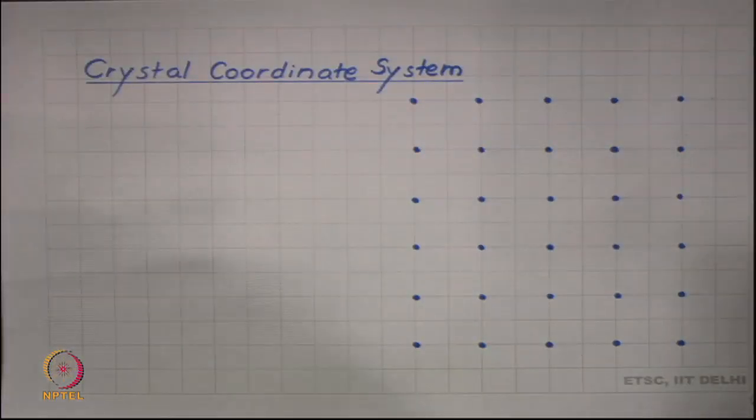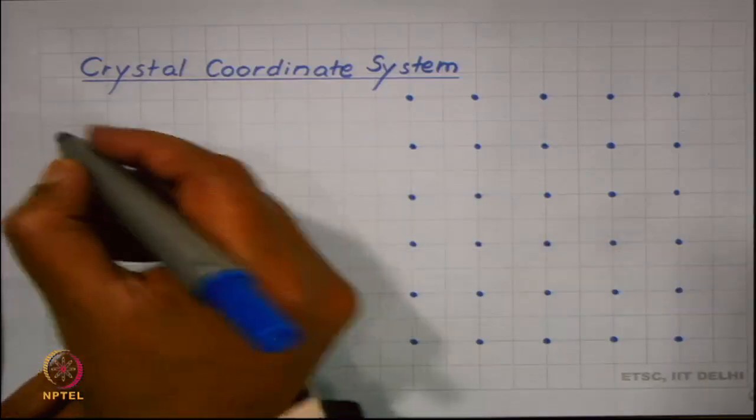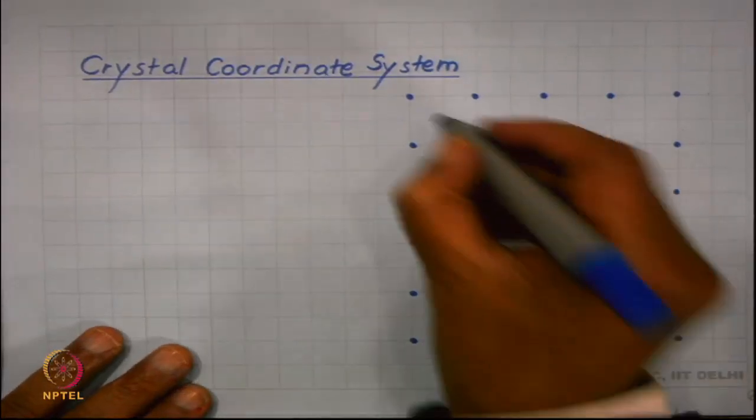We now define what is called a crystal coordinate system. Once we have selected our unit cell, so let us select a unit cell.